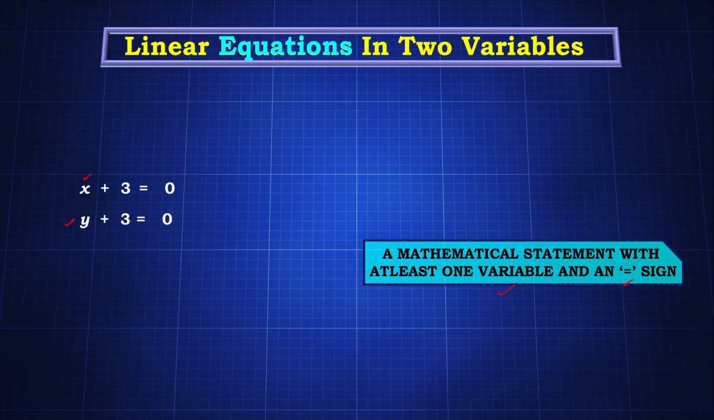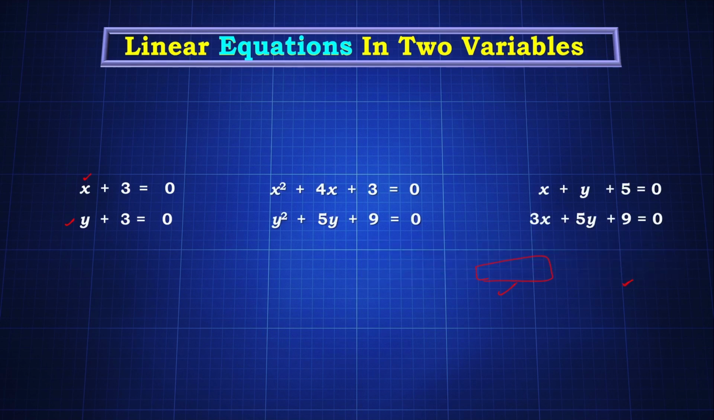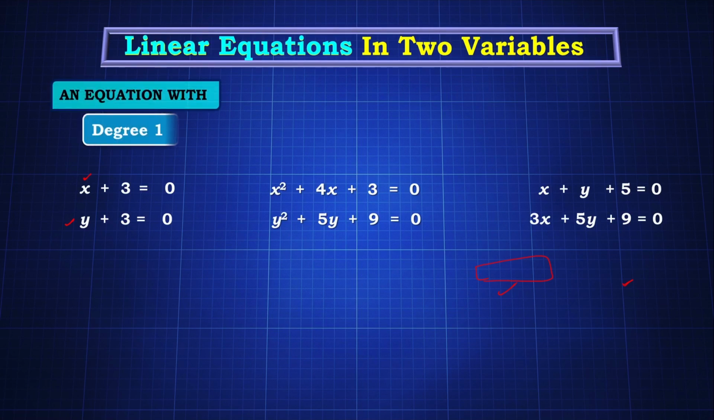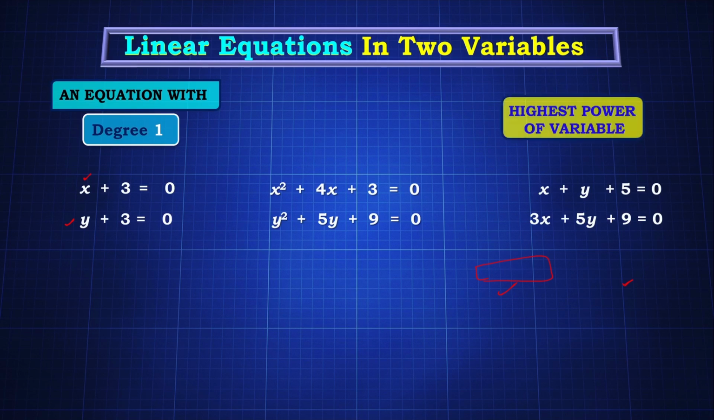What is a variable? The value of this term is not constant, it will keep on changing. That is why it is called a variable. Now you can see many equations here that I have put on the slide. An equation with degree 1 is called a linear equation. The highest power of the variable is 1.